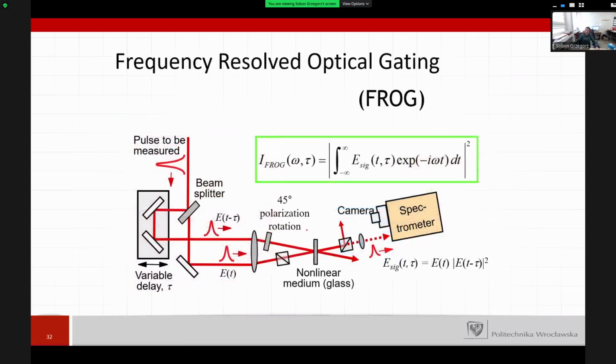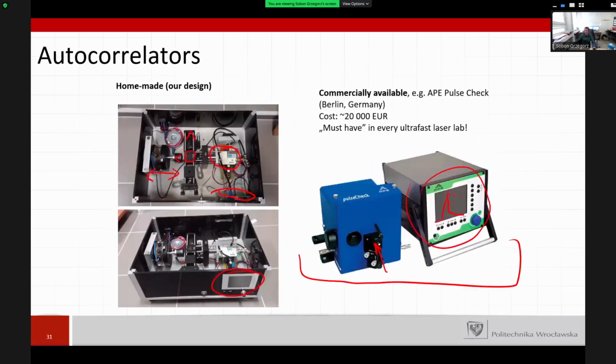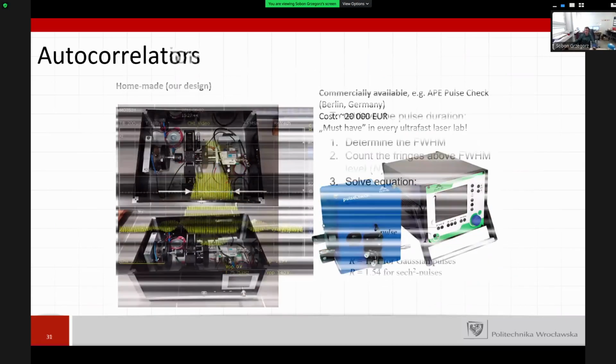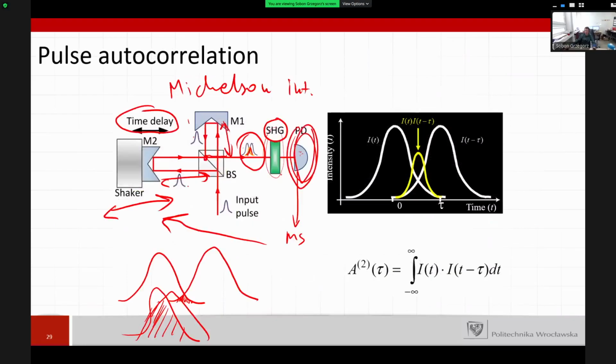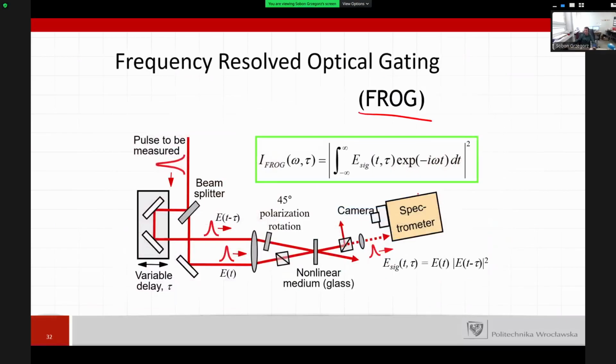So a more advanced device is the so-called FROG. The difference between the FROG and the autocorrelator is that in the autocorrelator, we use a detector. So we observe the signal using a photodetector. So we have just a photodiode. But in the FROG, we use not a detector, but a spectrometer. So we also get information about the spectrum of the pulse.